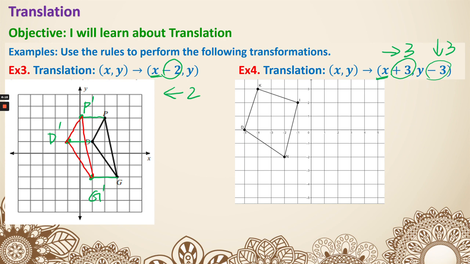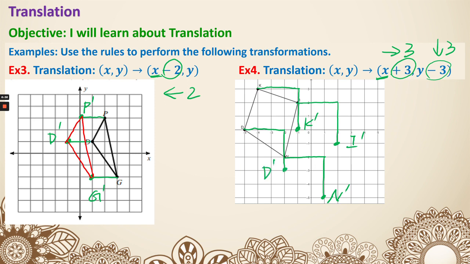Start with this point, I, to the right by 3, and then down by 3. I prime is going to be right here. K, to the right by 3, down by 3, it's going to be right here, k prime. For n, to the right by 3, down by 3, right here, n prime. And for d, to the right by 3, down by 3, it is right here.